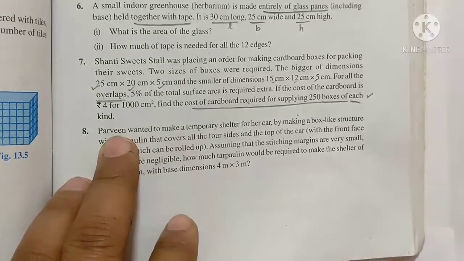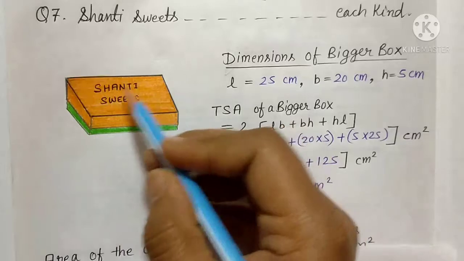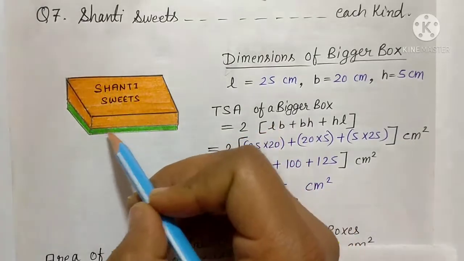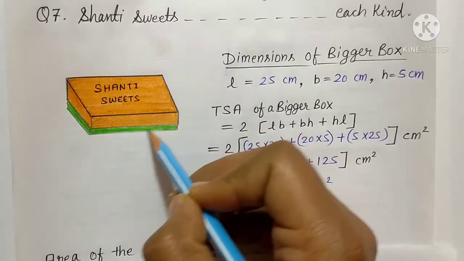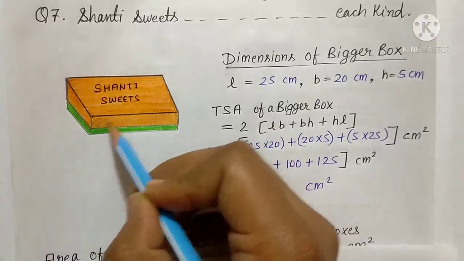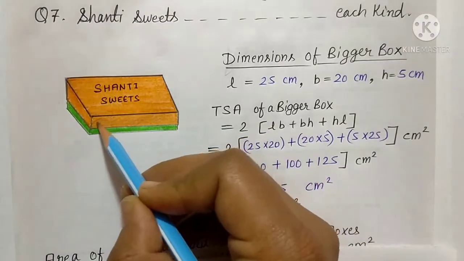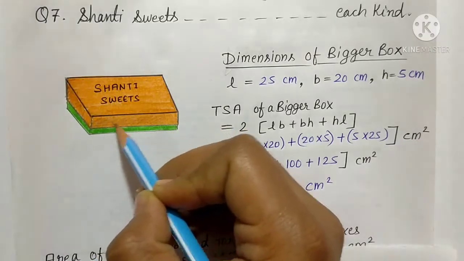So let's do this question with the help of the figure. Here I have made a sweet box. You can see Santi Sweets, and this part is called overlapping, which is coming in orange over the green part. The green part is the bottom and this is the upper part. This orange part, extra after this line, is coming below this line. This is what is called overlapping.